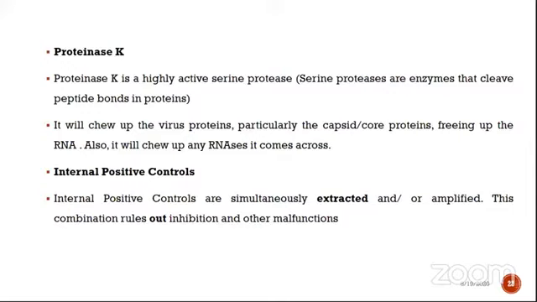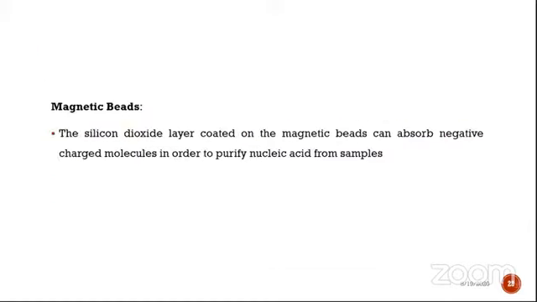It basically releases the RNA, and it chews up the proteins, capsid, cores, and also RNases. We will also discuss the internal control, and we will add internal control in automation as well. Internal control is basically extracted like a sample, and the combination rules out PCR inhibition and other malfunctions. Here in automation, we will use magnetic beads, which have a silicon dioxide layer coated on the magnetic bead, and it can absorb the negative charge of the RNA in order to purify the nucleic acid from the sample.